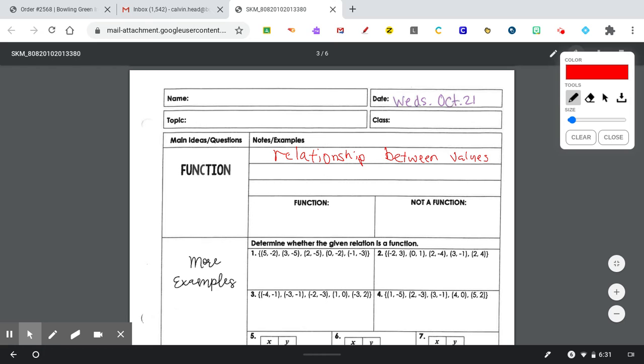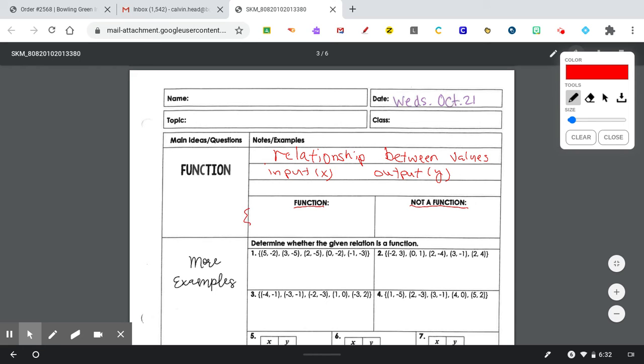Okay. So we have an input, which is the X. And then we have an output, which is a Y. Now, we also have things that are functions, and then we have things that are not functions. So I'm going to give you an example of an ordered pair that's a function.